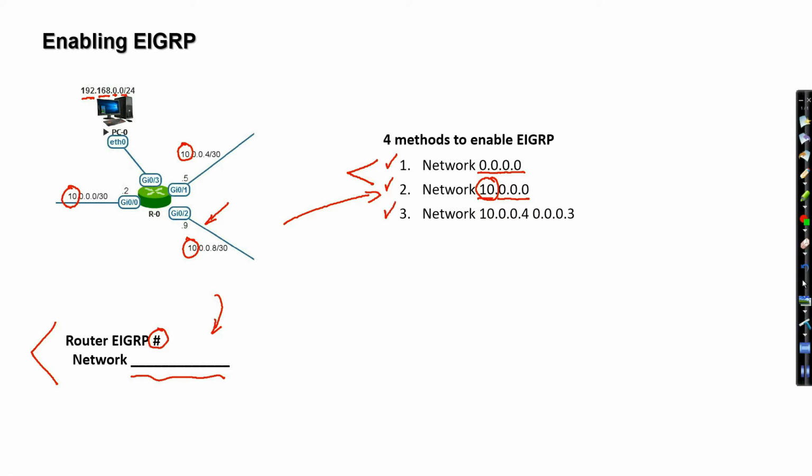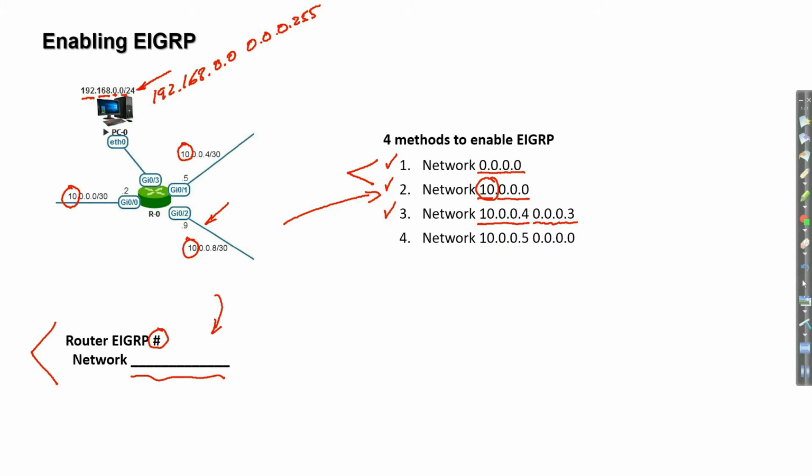In method number 3, you will use the network ID of each interface, followed by the network mask, but in EIGRP, you have to use a wildcard mask or inverse mask. Let's use the LAN network for an example again. You would type 192.168.0.0 followed by 0.0.0.255. Again, the third method allows you to be more specific.